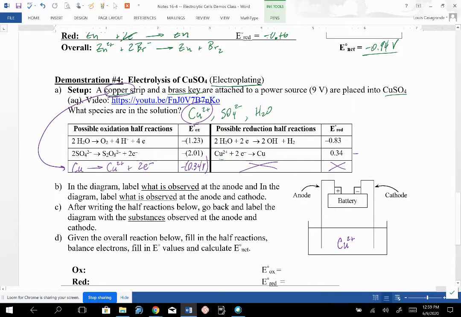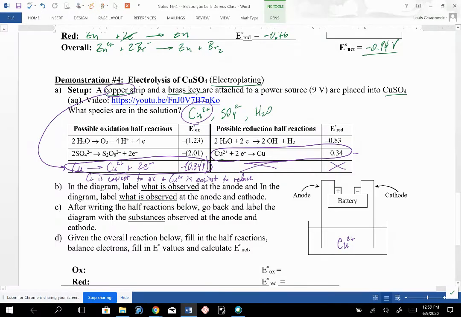And so it turns out that the copper is the easiest to oxidize, and copper 2+ is the easiest to reduce. So we're going to oxidize copper at the anode, and we're going to reduce copper 2+. Actually, I shouldn't say copper is easiest to reduce; copper 2+ is easiest to reduce.